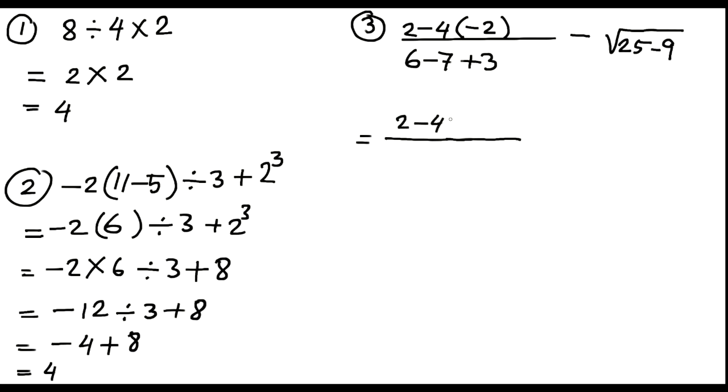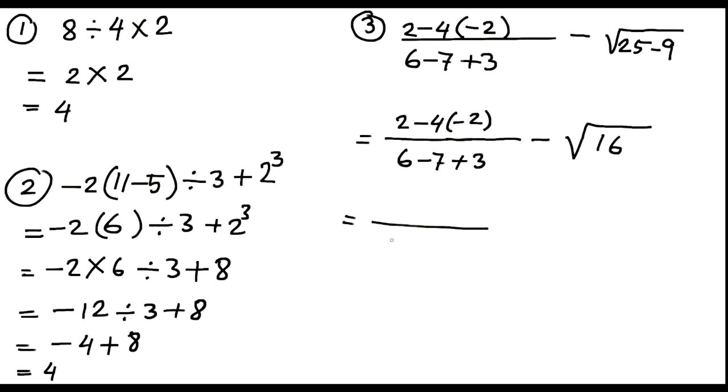2 minus 4 multiplied by negative 2. As negative 2 is inside the bracket, it will remain. Then 6 minus 7 plus 3. And here we will do the operation inside the square root. We have 16. Now we have 6 minus 7 plus 3 and 2 minus 4 multiplied by negative 2. And here we have 4.